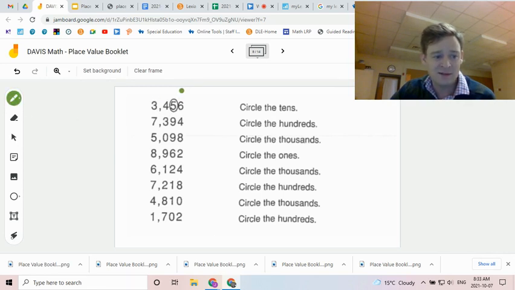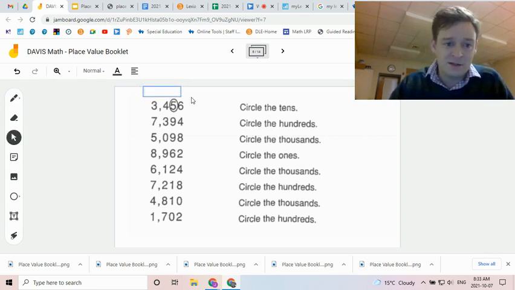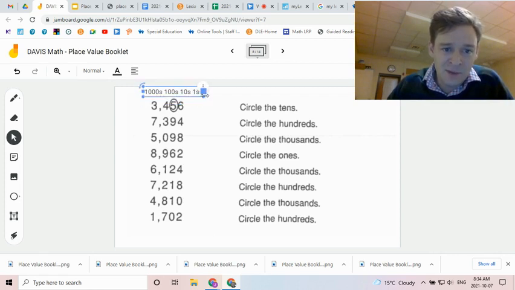Let me see if I can write this small enough in a text box, but big enough so we can see it. So here's the thousands column right there. And then we have the hundreds, and then we have the tens, and then we have the ones. So let's stretch that out and put it on top of our numbers, and that might be helpful. There we go.